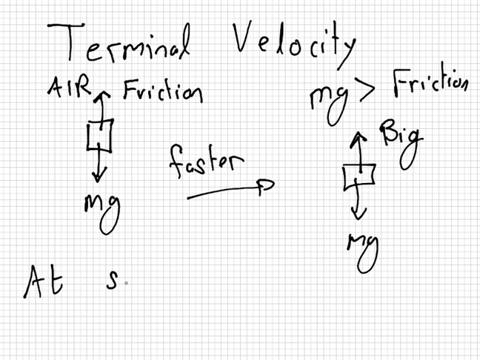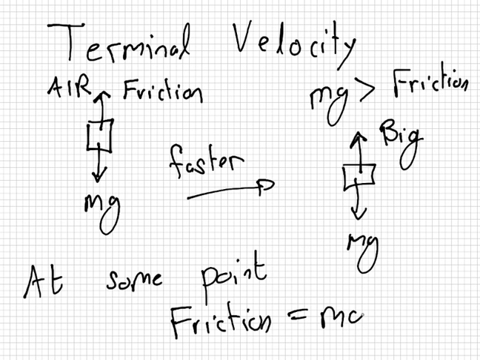So at some point you have this situation: friction equals mg. This will be the reason when you have parachute jumpers. They don't keep accelerating. They reach a maximum speed and then they stay at that speed. So they stop accelerating. That'd be the main reason.